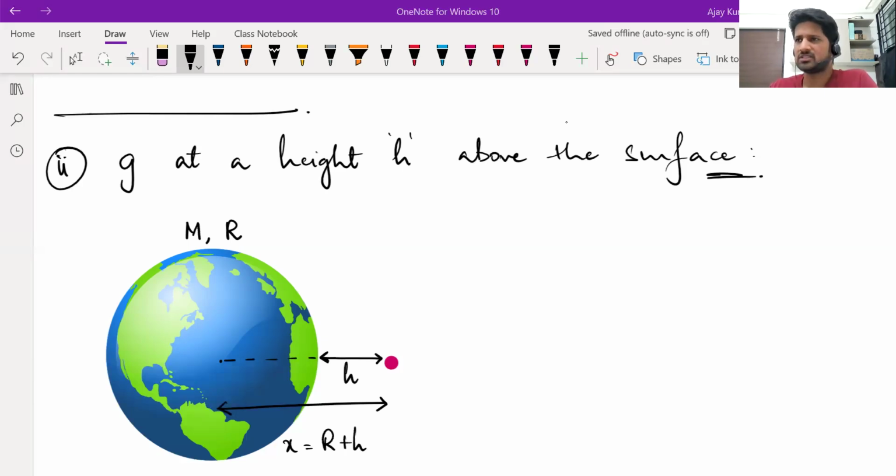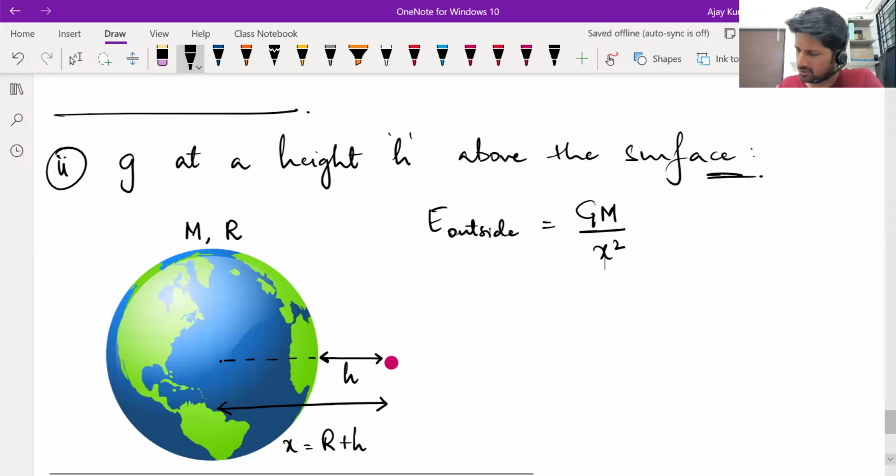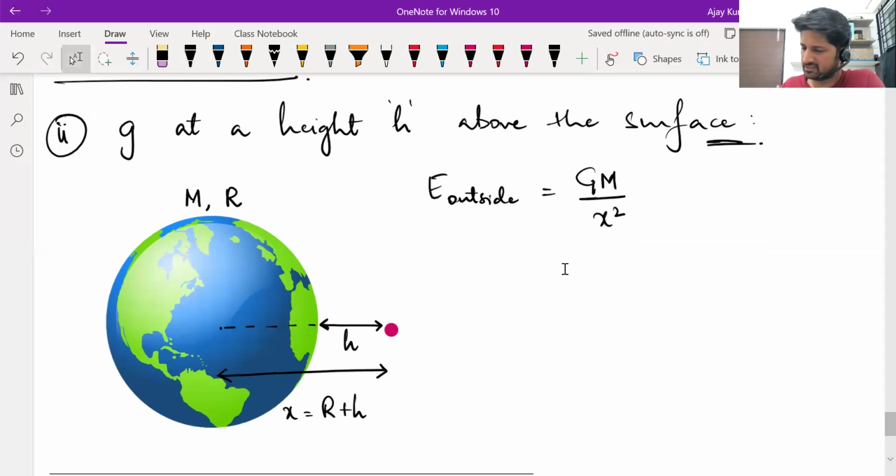GMm by r square is the force. But why will you take r? R is the radius of the planet, no? So GM by (r plus h) whole square you can write. Basically the formula for field outside a hollow sphere or a solid sphere is G capital M divided by x square. It's like the field of a point mass only. You need to solve more problems based on this, then you will memorize.